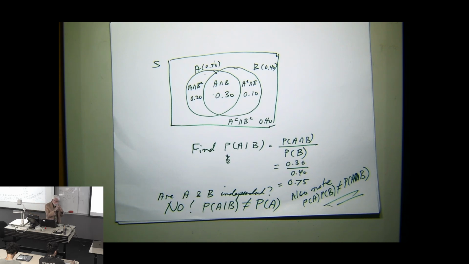The overlap must be exactly the right size. That's the key thing, that the overlap has to be exactly the right size. And that right size is the product of the two unconditional probabilities. Anything else, they're not going to be independent. So I'm going to pull those circles a little further apart.